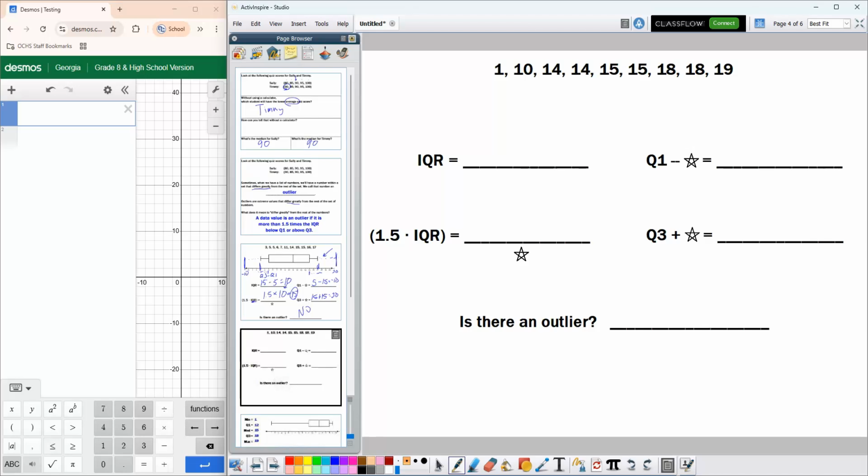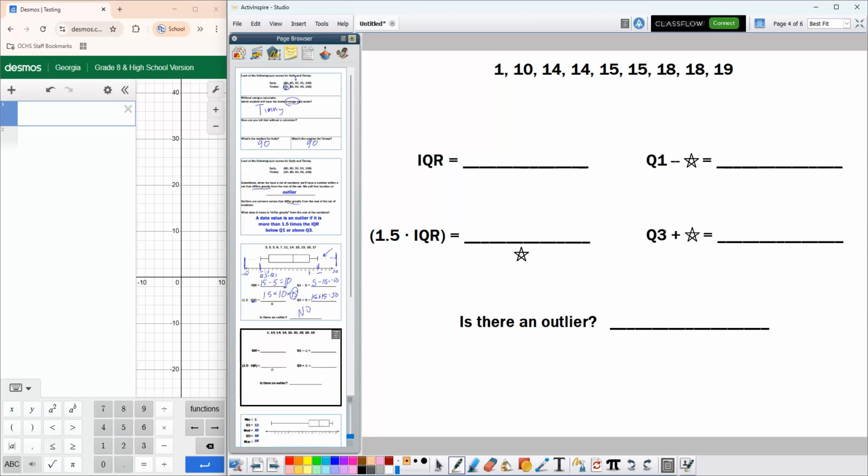Next one. If I'm eyeballing this one, maybe 1. I mean, 19, it's really close to 18. There's two 18s, but 1, it's a little bit of ways from 10 there. So let's try it out. Whoa. Problem here. What's the problem? There's no box and whisker plot.